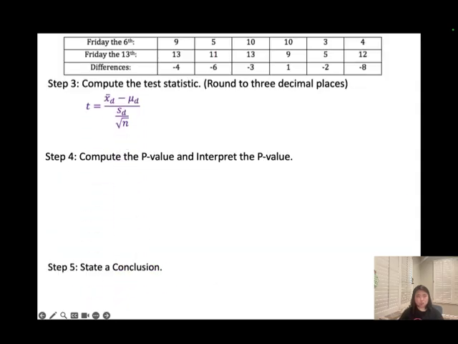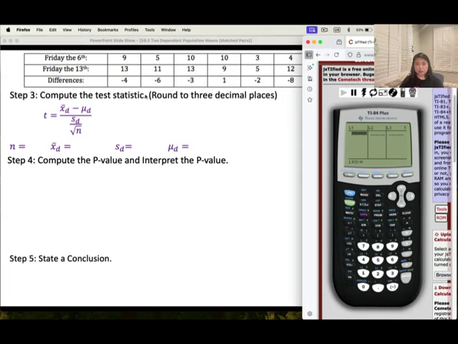Compute the test statistic. So you have the formula here. We need to figure out what your n is. n will be 1, 2, 3, 4, 5, 6. We do have 6 data, so n equals 6. For the mean of the difference and standard deviation of the difference, you may want to look at your calculator. Let's do it together. Now I'm going to input the differences in L1. So -4, enter, -6, -3, 1, -2, and -8.